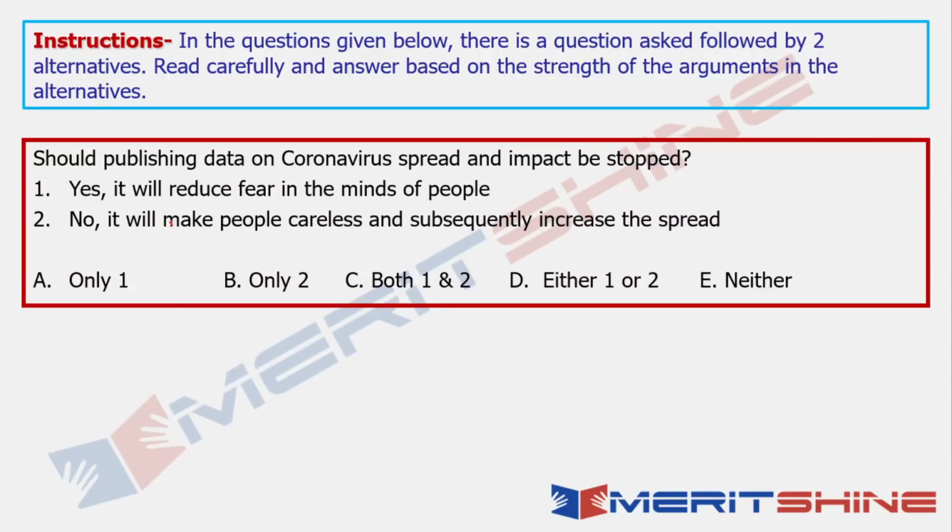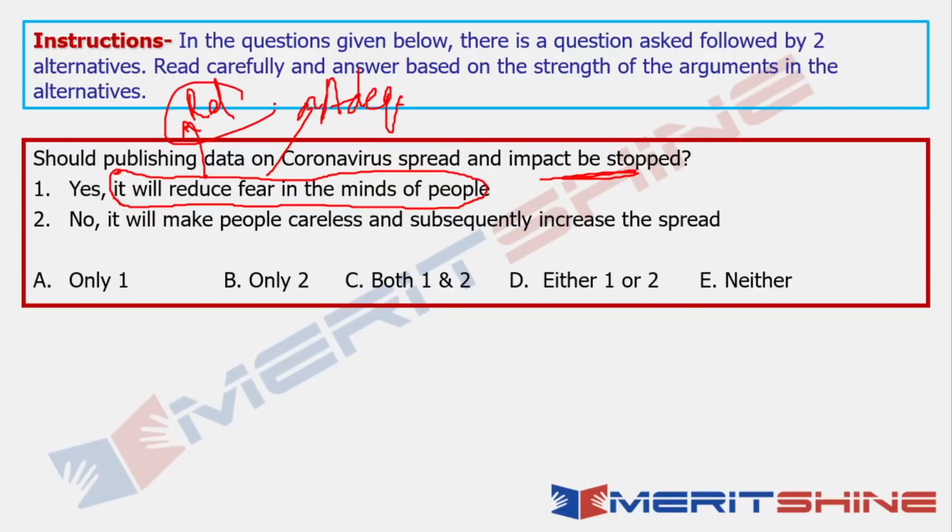Done? In the question given below, there is a question asked followed by two alternatives. Read carefully and answer based on the strength of the argument. So what is it? This is a strong and weak argument kind of question. A problem has been given and I'll have to look at the reason, and based on whether it is relevant and adequate, we will check and see whether we should take this action or not. So what is the flow? Read the question, read the reason, and then think whether yes, it is justified for a yes or no.